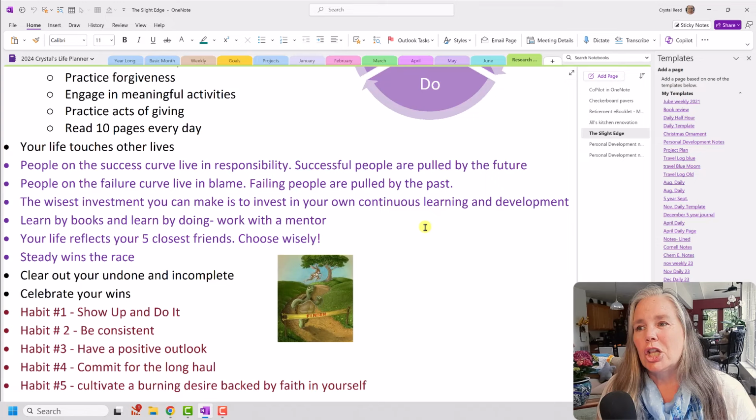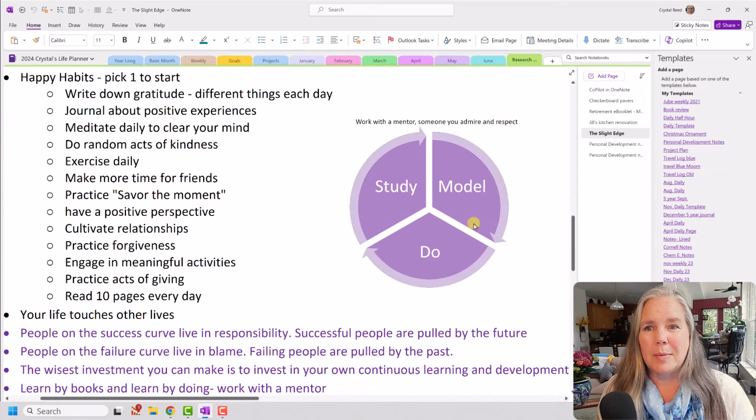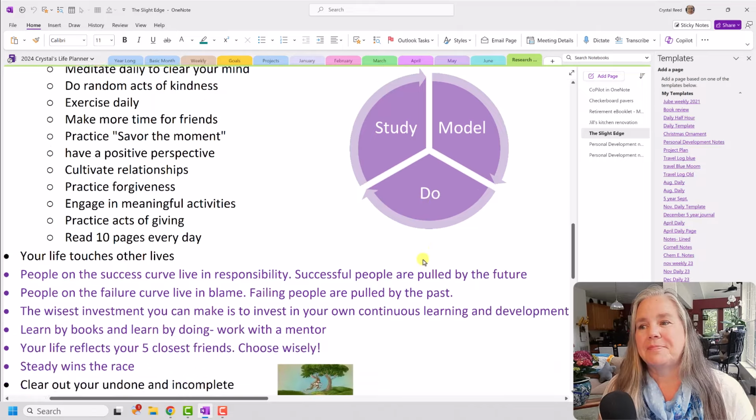All right. Learn by books and learn by doing. Work with a mentor. And you may have seen this little graphic that I created up here in PowerPoint. Work with a mentor, someone you admire and respect. And this is the study part, studying what your mentor is doing, talk with them, reading things, let them model for you how that should be done. You can then model for others how that is done, and then the doing process, okay? And it's a continuous circle, to study, to model, to do, okay? All right.